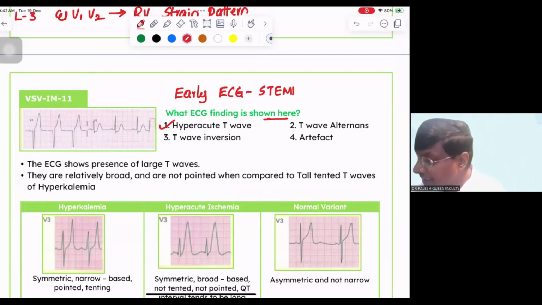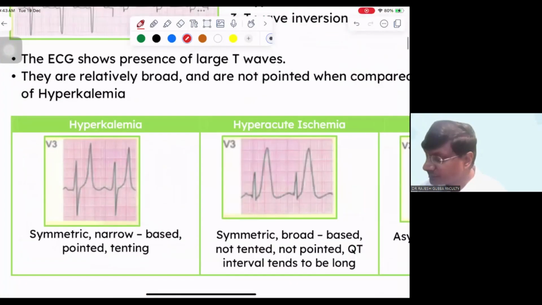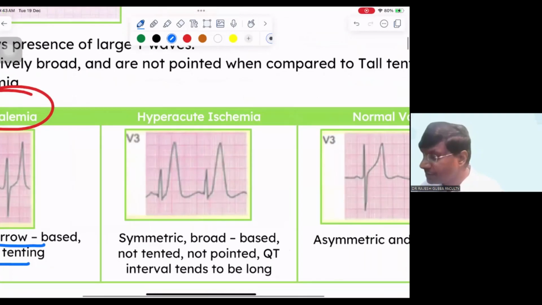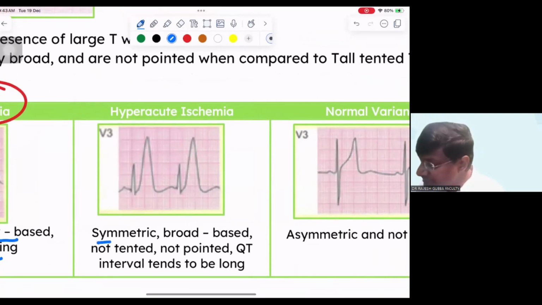All right. So now, why is it considered as ST elevation MI? Because these patients are having broad tall T wave. So broad tall T wave is suggestive of your MI. Whereas in hyperkalemia, you will have narrow tall tented T wave. Whereas in hyperacute ischemia, you have symmetrical broad based T wave. Right?